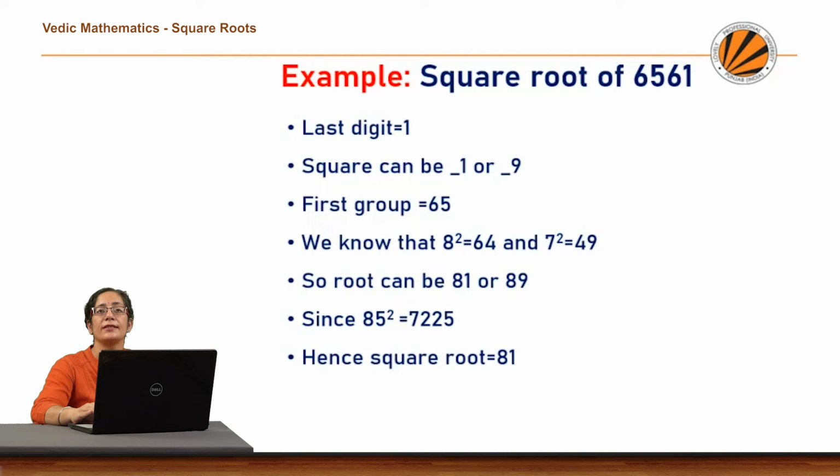Right? And we can check that 85 square will give me 8 into 9, that is 72, followed by 25. So it is 7225, and this 7225 is more than 6561. So I have to go for 81. So we can make up our mind that the square root is 81, and be sure this method will follow only for those numbers which are already a perfect square.